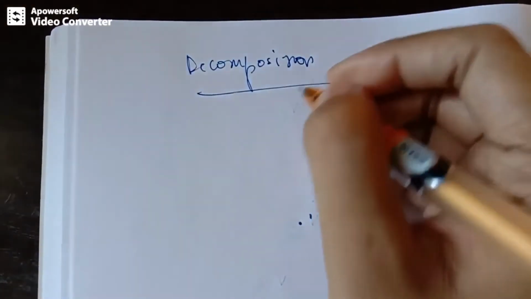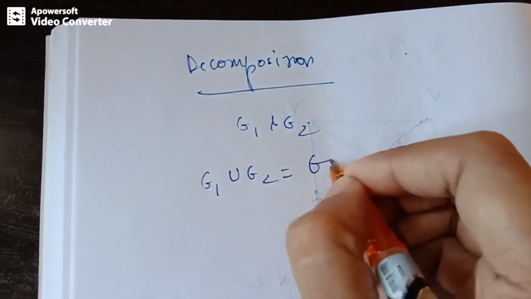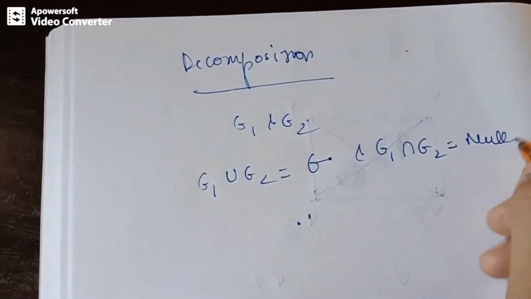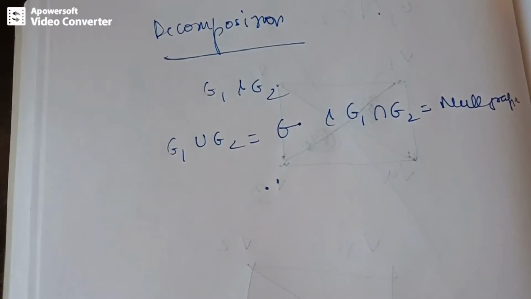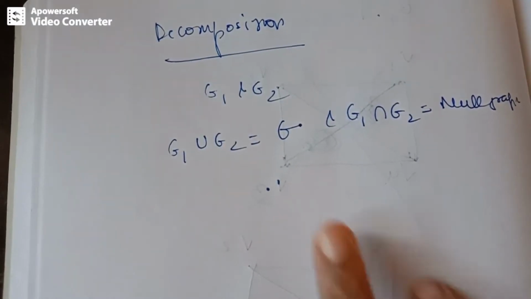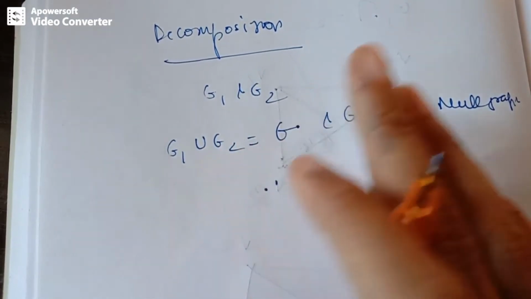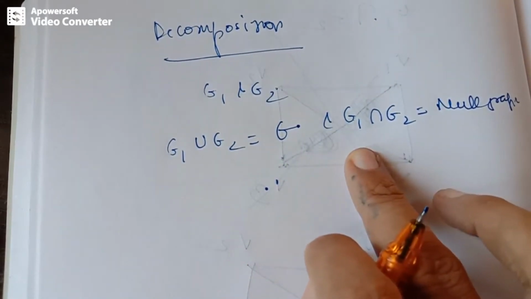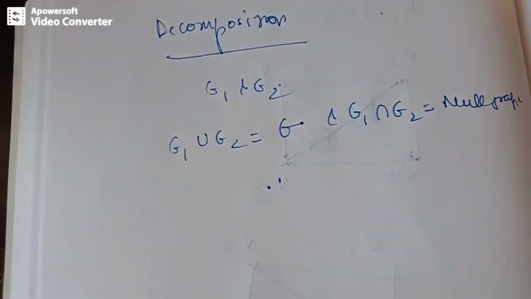Decomposition. So we can say that the graph G is decomposed into two subgraphs G1 and G2 if G1 union G2 is G and G1 intersection G2 is a null graph. Okay, so we can say that graph G is decomposed or partitioned into two subgraphs G1 and G2 if G1 union G2, that is by combining both the graphs we get the original graph, as well as the intersection, there is no such intersection, or the intersection between the two graphs is a null graph.